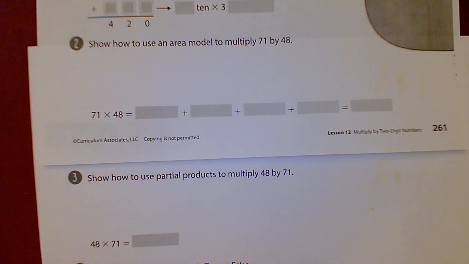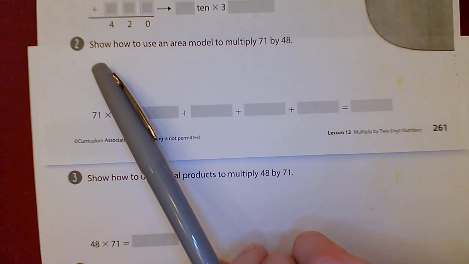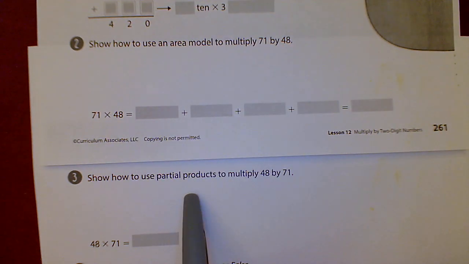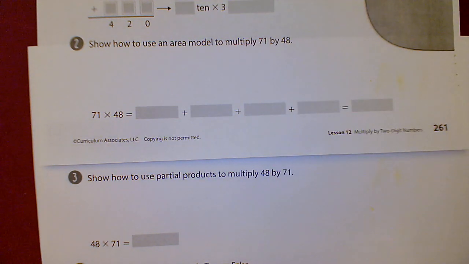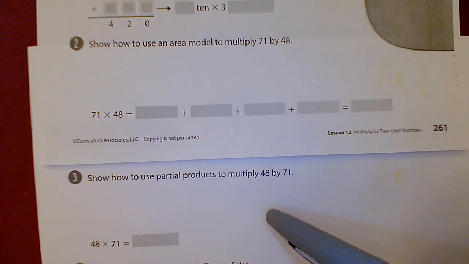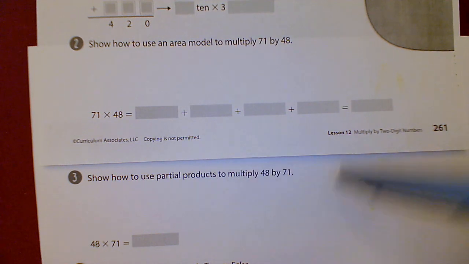So, I know that our focus today was really on using partial products to multiply two-digit numbers. However, for your work here, question number 2 is asking us to use the area model, and question number 3 is asking us to use partial products, and we're multiplying the same two-digit numbers. So I am going to use the area model for this one, and partial products for this one, just so that you can see again the relationship between the two of them.